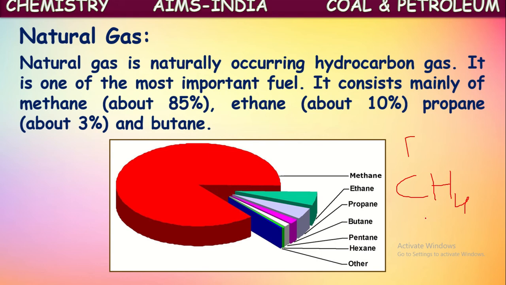Anyhow, we are going to learn about these hydrocarbons in higher classes. Just remember now, natural gas is made up of this methane gas. This methane is the major component. There are some other hydrocarbons also, like ethane, propane, butane, these all.